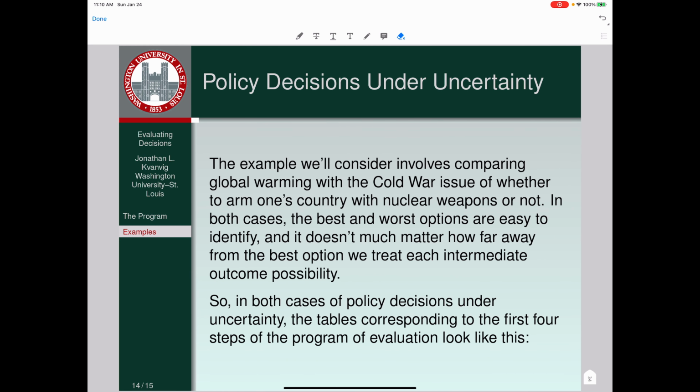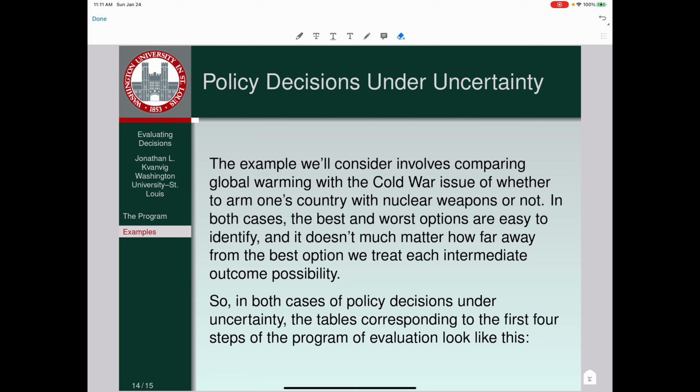Here's a public policy decision, and this is our last example. So this is an example comparing global warming with the Cold War issue of whether to arm your country with nuclear weapons or not. So after the 1960s, and actually during the 1960s, there were people that called themselves peaceniks, and they said, we should just disarm. The country should not spend any money on nuclear weapons at all.